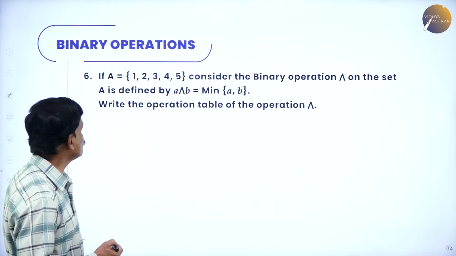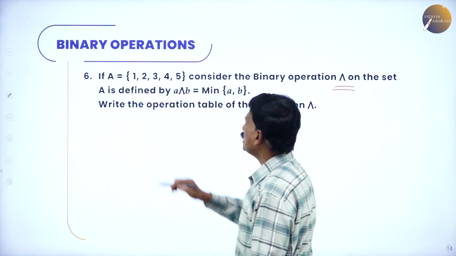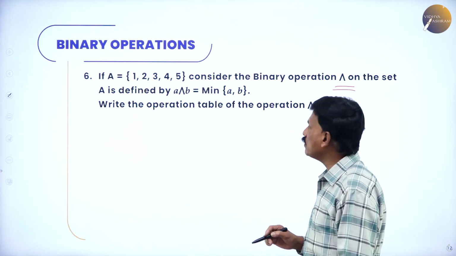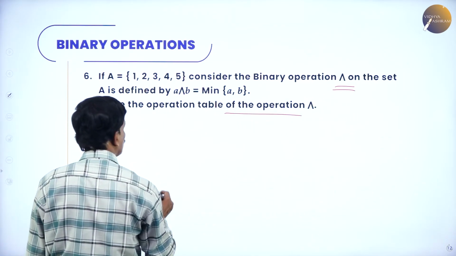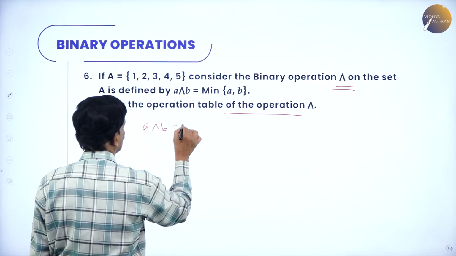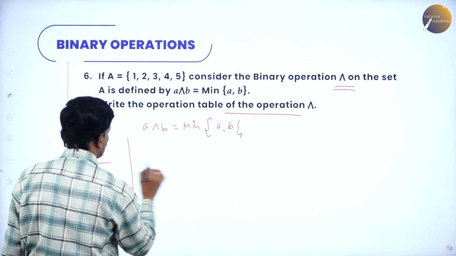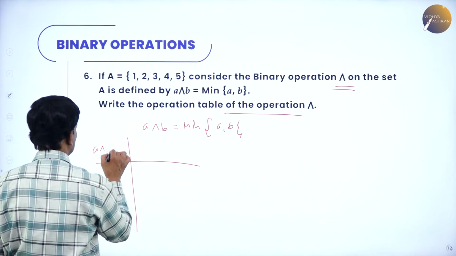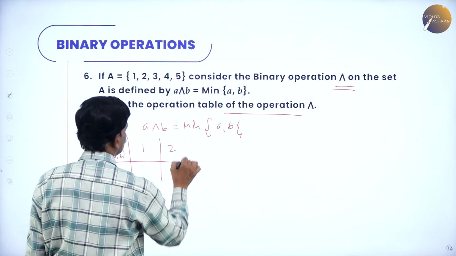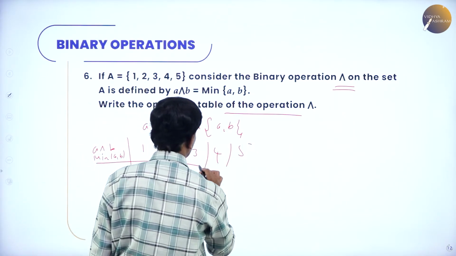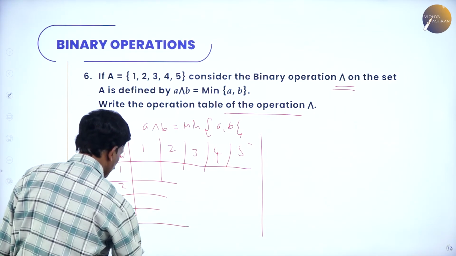Now if A is equal to {1, 2, 3, 4, 5}, consider the binary operation cap on the set A defined by a cap b is equal to minimum of a and b. Write the operation table of operation cap. What is given? a cap b is the minimum of a and b, the minimum of the first and second element. Now write down the table. The elements are 1, 2, 3, 4 and 5, both along the rows and the columns.